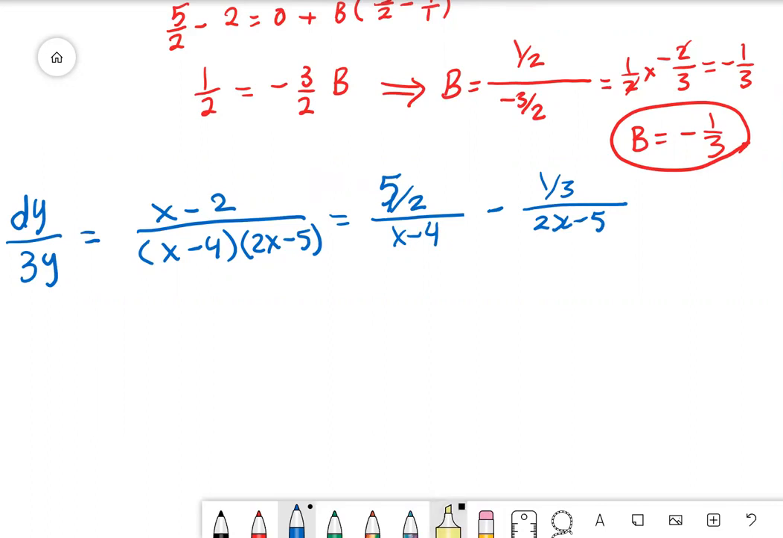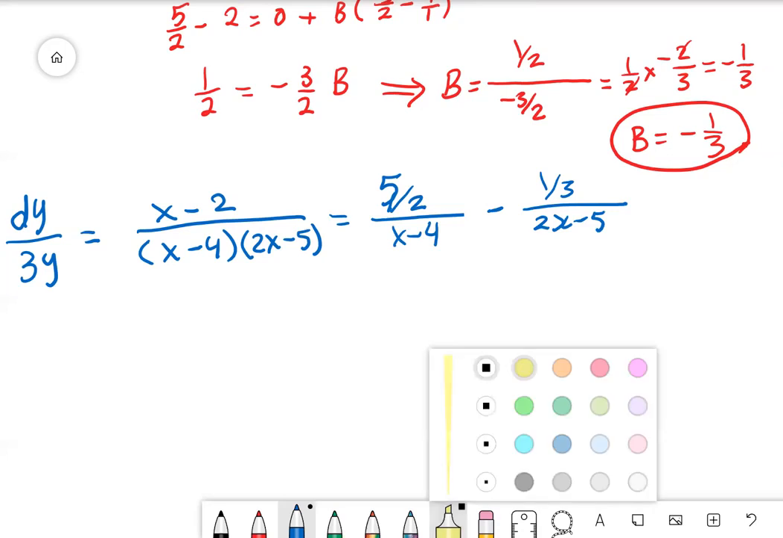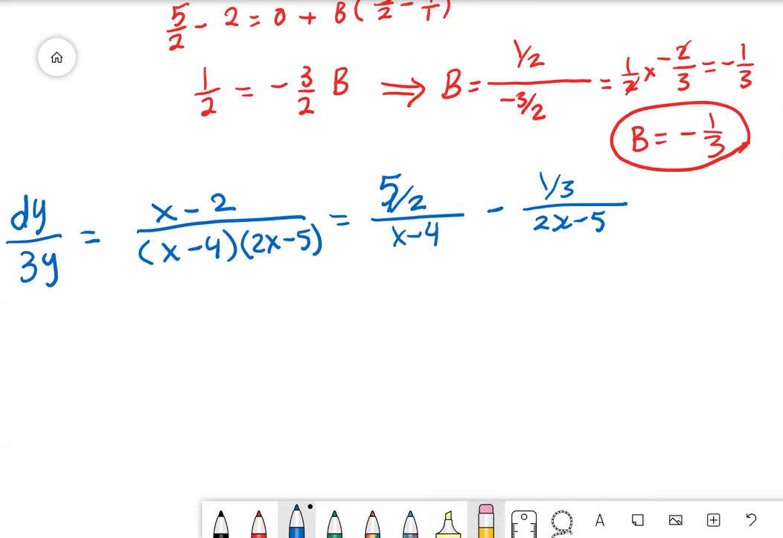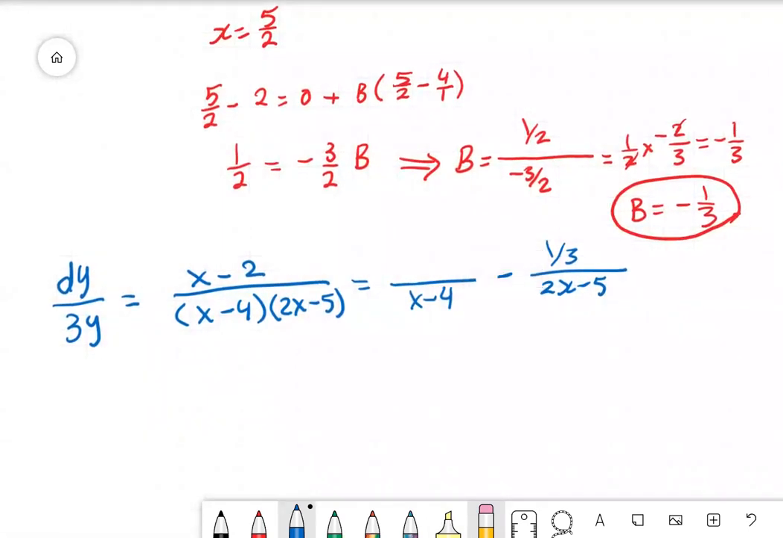I think it's not 5 over 2, it's 2 over 3 for a. Yes, you're right. You're right. Thank you, Abdullah. Welcome. Did I write it wrong somewhere else as well? No, only here. Okay. It's 2 over 3 over x minus 4 minus 1/3 over 2x minus 5 dx. Okay, so I'll put the dx like that.